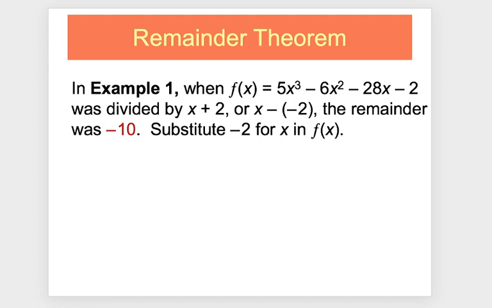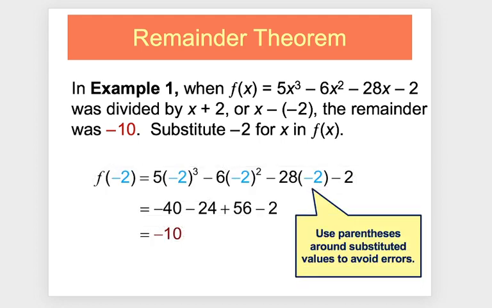So take a moment, substitute in, evaluate. If you do that, what's going to end up happening is this. We end up with negative 10. So f of negative 2, I'm using my whiteboard now, equals negative 10.